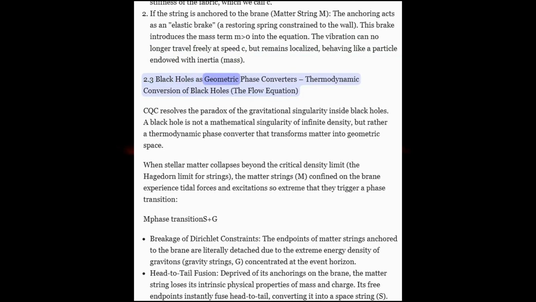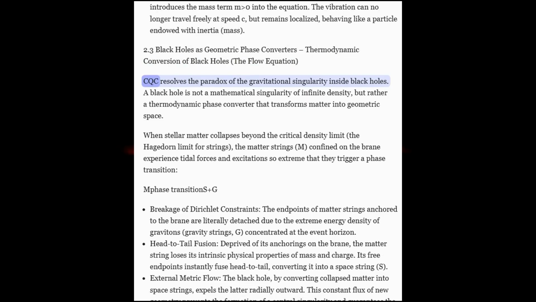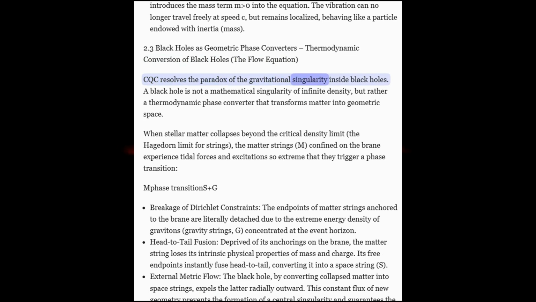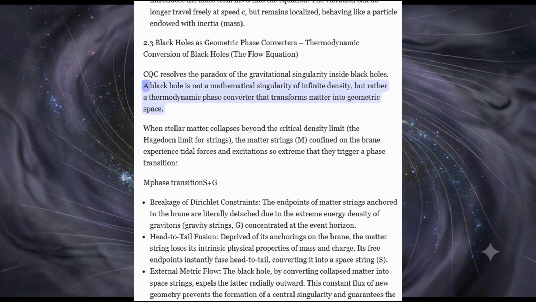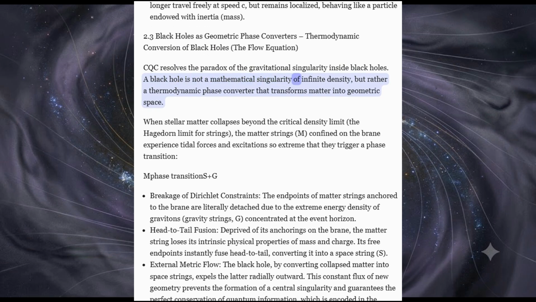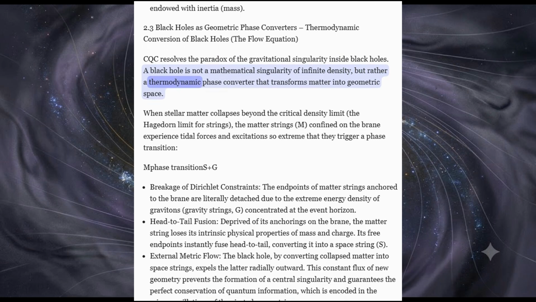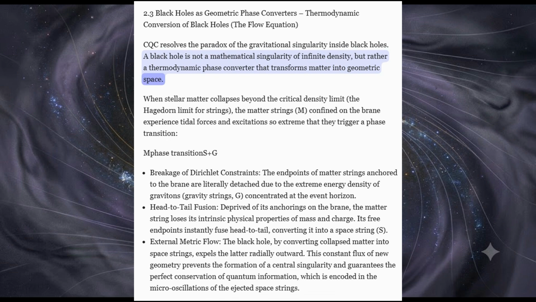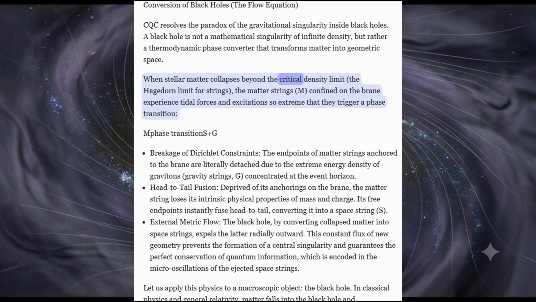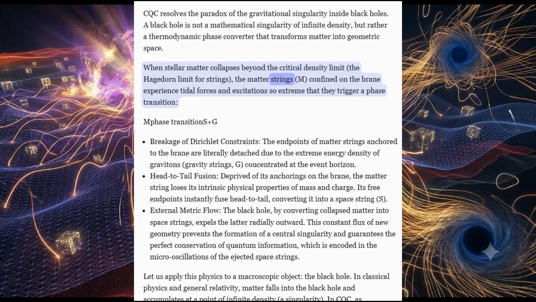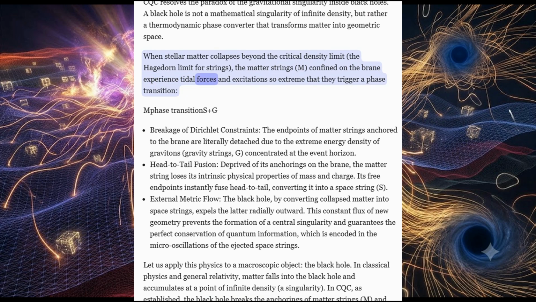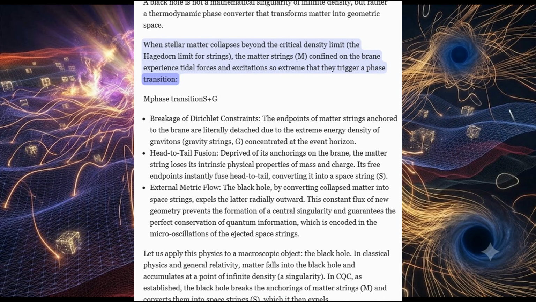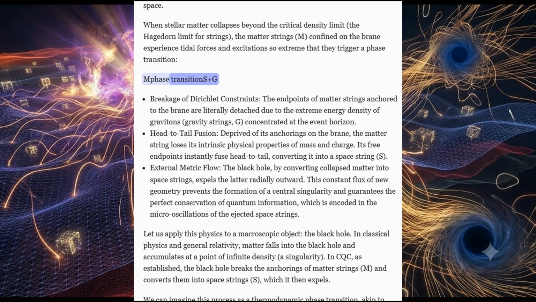2.3. Black holes as geometric phase converters, thermodynamic conversion of black holes. CQC resolves the paradox of the gravitational singularity inside black holes. A black hole is not a mathematical singularity of infinite density, but rather a thermodynamic phase converter that transforms matter into geometric space. When stellar matter collapses beyond the critical density limit, the matter strings confined on the brane experience tidal forces and excitations so extreme that they trigger a phase transition.